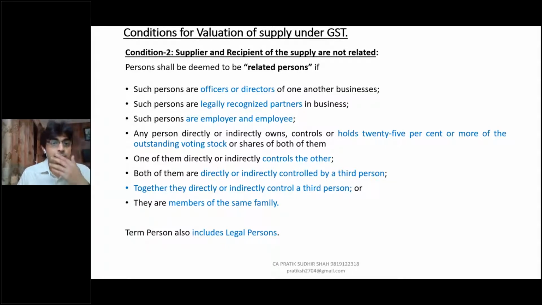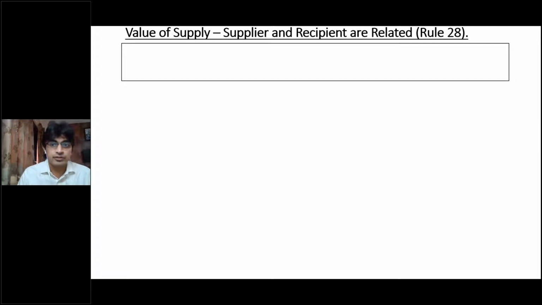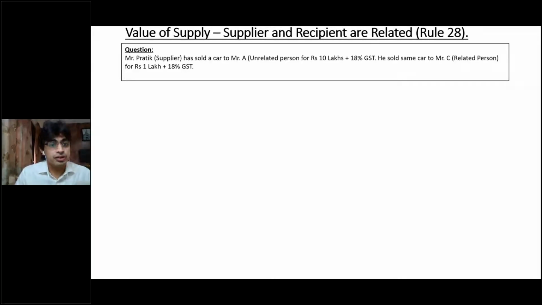Now, what will be the value of supply if the supplier and recipient are related? Right now, whatever I have discussed was what? Supplier and recipient are unrelated. Now what I'm discussing is supplier and recipient are related. See this, I will tell you one story. Okay, let's start. See this question.